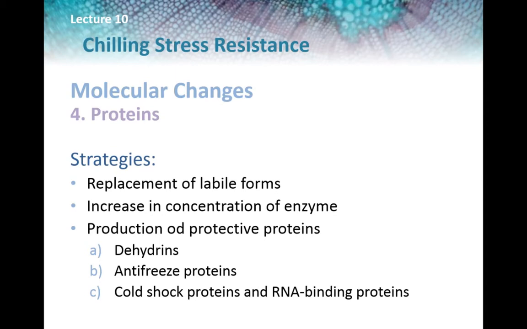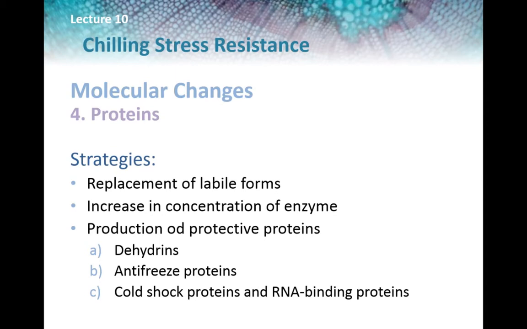Other molecular changes during acclimation can be the production of new protective proteins. Here are some examples of protective proteins. Dehydrins, which are hydrophilic proteins that prevent membrane destabilization during osmotic contraction. Antifreeze proteins. Antifreeze protein production is induced by chilling. They act by binding irreversibly to the surface of ice and preventing it from nucleation and forming ice coalescence. We will cover ice nucleation in the next module.